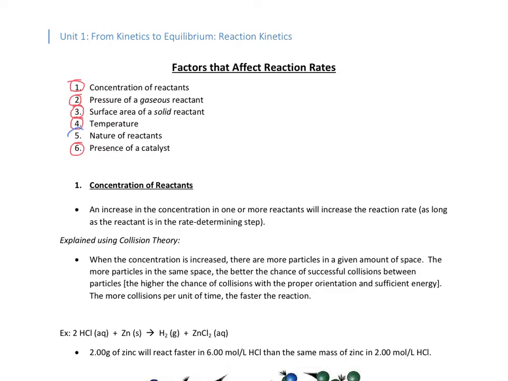We're also going to look at the nature of the reactants. This is the inherent chemical makeup of the reactants that explains how fast a reaction rate occurs. We cannot physically manipulate the nature of the reactants, but we can use it to explain reaction rates.